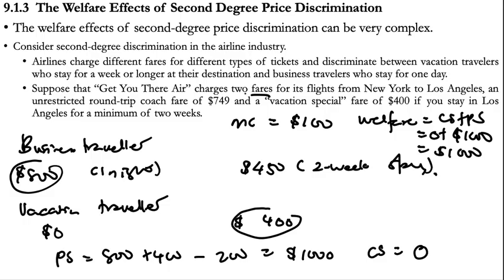However, if they cannot do this discrimination to different prices of 749 and also 400, what price will they charge here? They will charge 800. They don't choose the 400 here. Okay, they will charge 800. So when they charge 800 here, what happens then? Only one person buys the ticket, which is the business traveler, isn't it? And the marginal cost of one person is 100, isn't it?